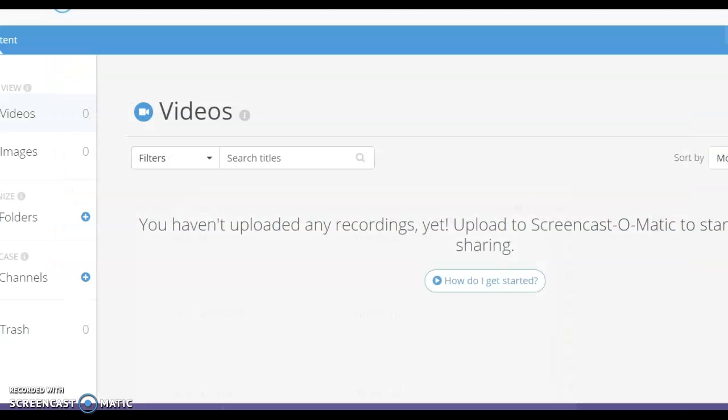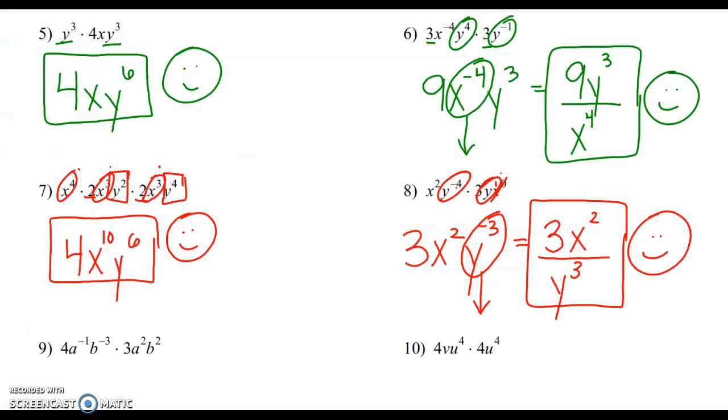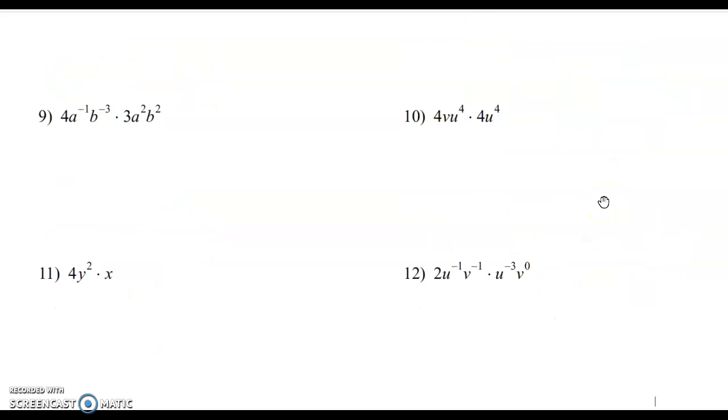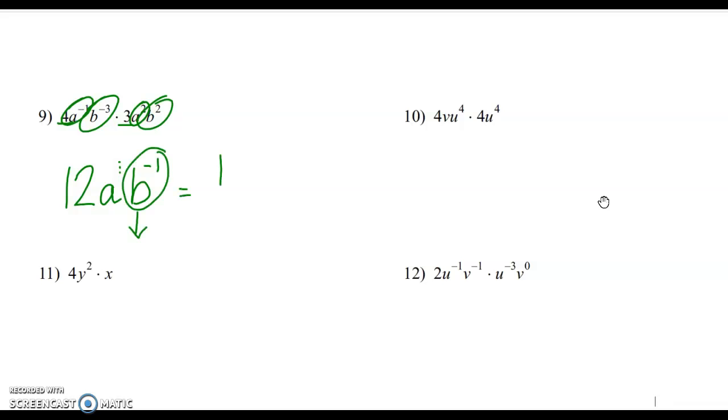When you multiply like bases, you add the exponent. So number 9, I can see 4 times 3 is 12. I've got 2 groups of a's. So negative 1 plus 2 is 1. Typically, we don't write an exponent of 1. I've got 2 groups of b's that I'm multiplying. So negative 3 plus 2 is negative 1. So I'd move my negative exponent. So I'd have 12a on top, b to the invisible 1 on bottom.